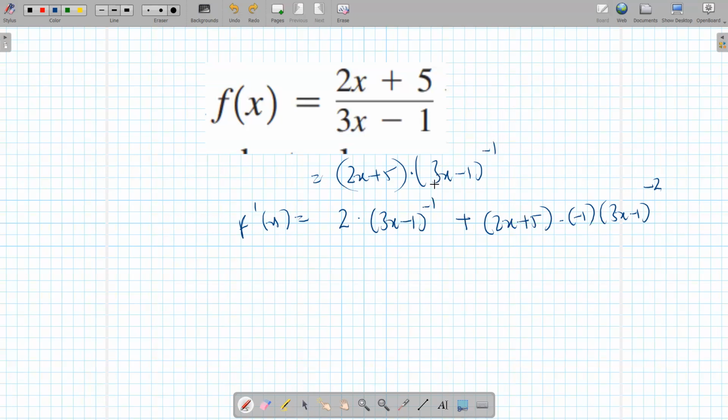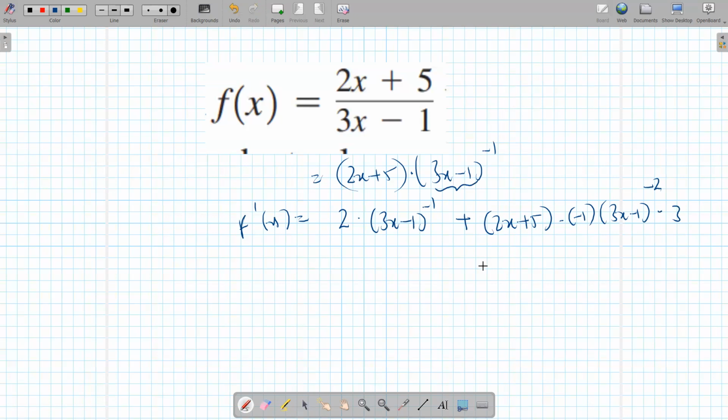But then you also need to take into account the chain rule, because we have a linear function to the power of a negative, right? So we have a linear inside an irrational. Now that we found the power rule answer, you need to multiply this by the derivative of the bracket. What's the derivative of the bracket? It's 3. Yeah, and there you go. That's going to be the final answer for this question.